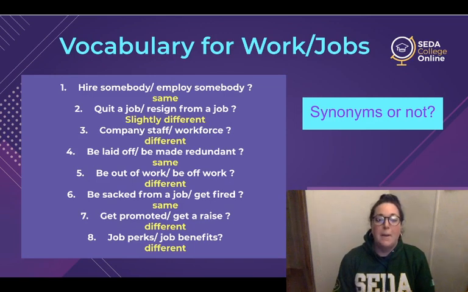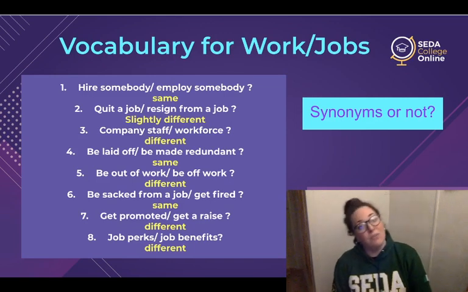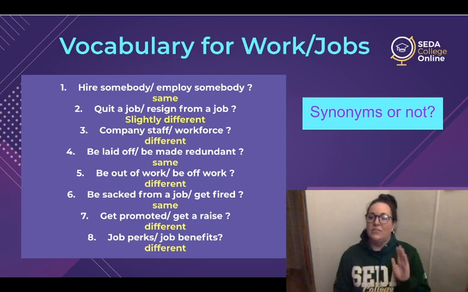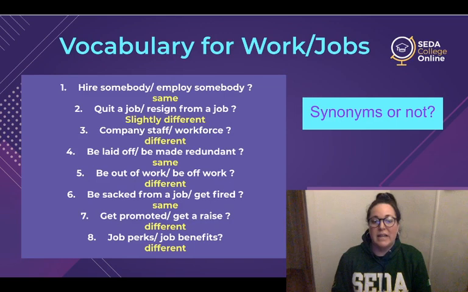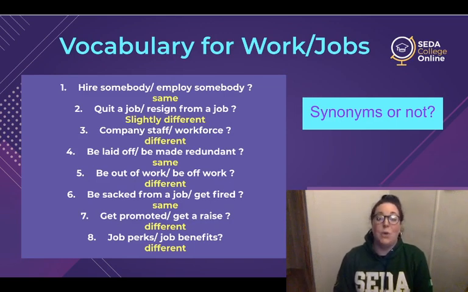Number 5, be out of work, be off work. Very different. If you're off work, it means it's your day off. You don't have to work that day. Be out of work means that you have no work. You have no job.